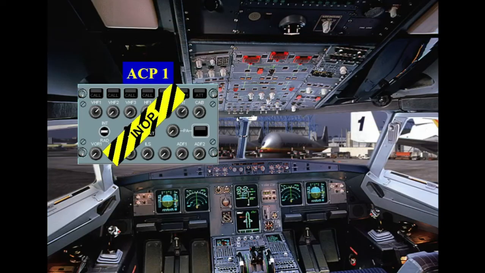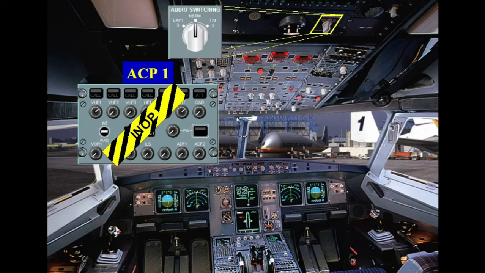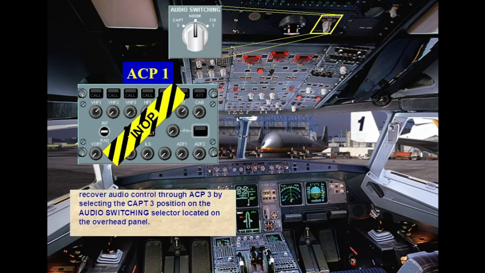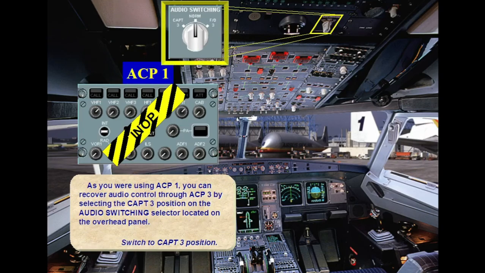As you were using ACP-1, you can recover audio control through ACP-3 by selecting the Captain 3 position on the audio switching selector located on the overhead panel. Switch to Captain 3 position. This selection de-energizes ACP-1. The captain's boom set, oxygen mask, and hand mic transmission and reception functions are now controlled through ACP-3.